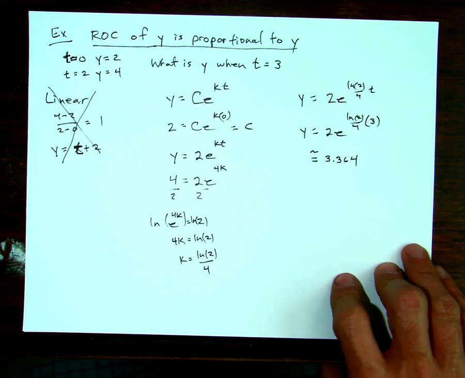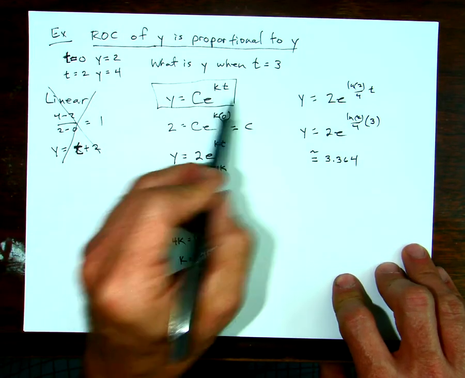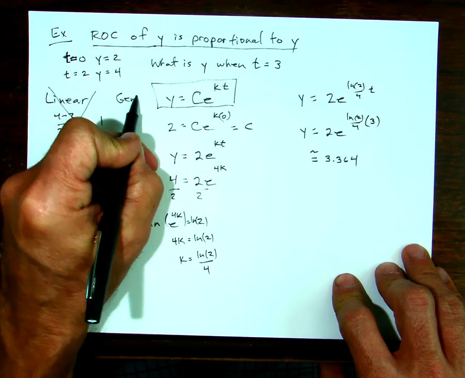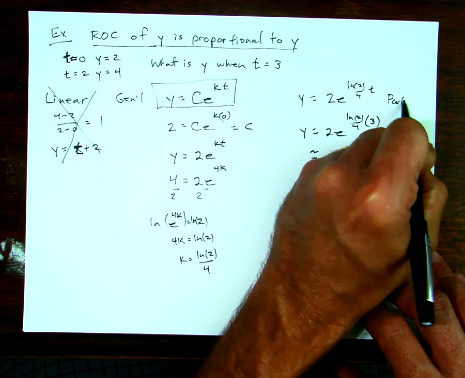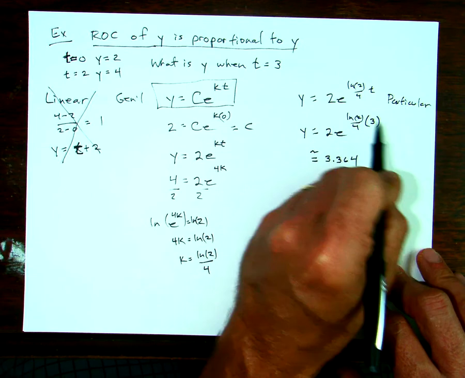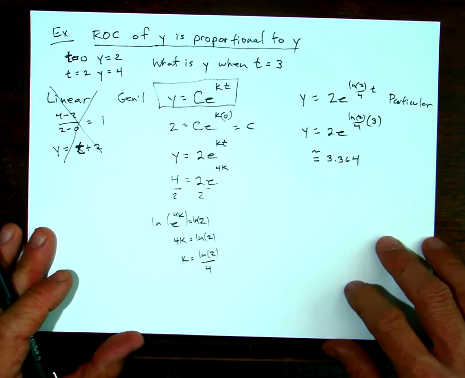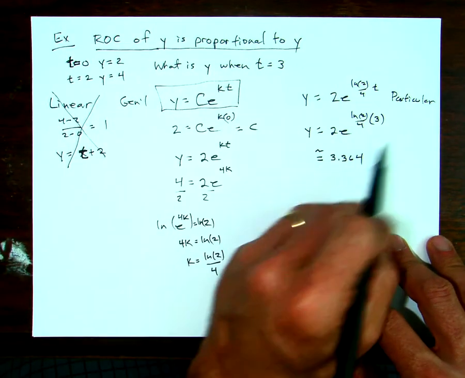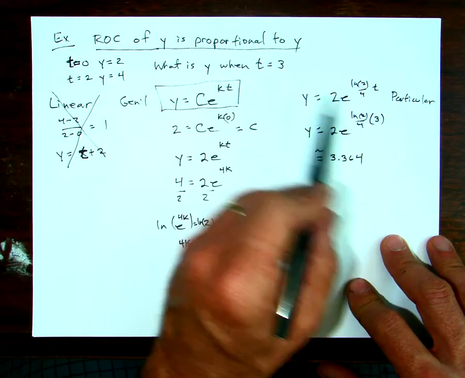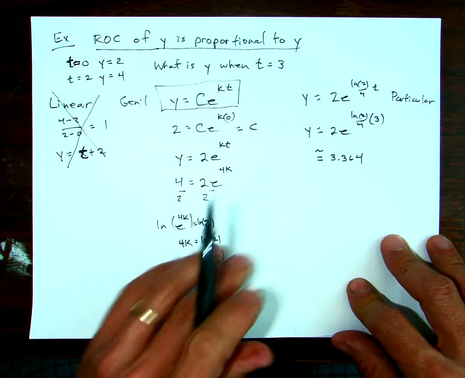Okay, so again, what we found is this general solution to the differential equation. That's our general solution. And then we found over here the particular solution. This was the particular solution using the information that was given to us, 2 points that are basically on the solution curve. Once we have a model, we found y when t equals 3, but we could find y for any value of t once we've solved for c and k.